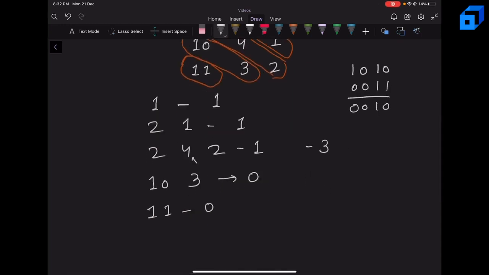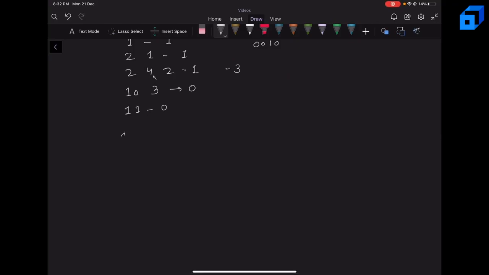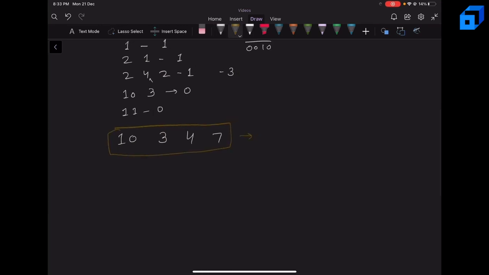So now since we have reduced the problem to an array, we don't need the matrix. So our problem is that we are given an array. We need to divide some elements or multiply some elements by 2 such that the bitwise AND is greater than 1. So we'll take some case, let's say 10 3 4 7, and we will find the minimum number of operations required in this array so that the bitwise AND is greater than 1.